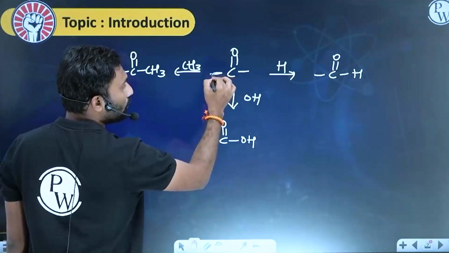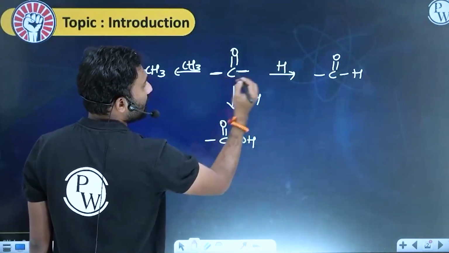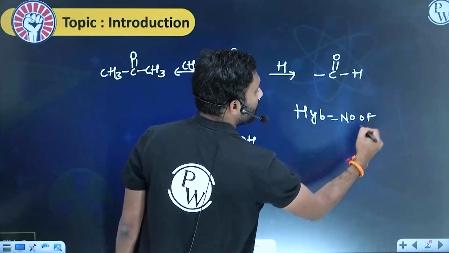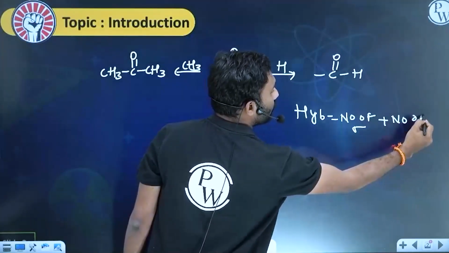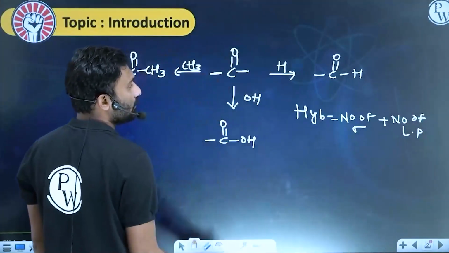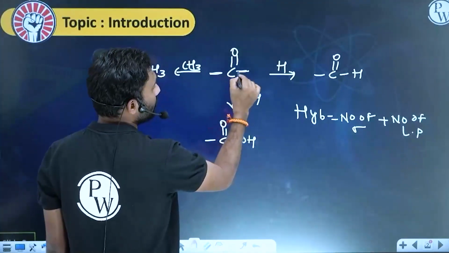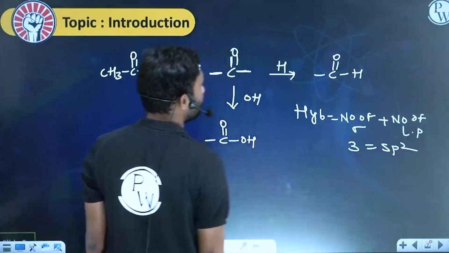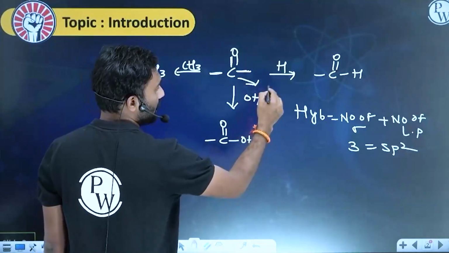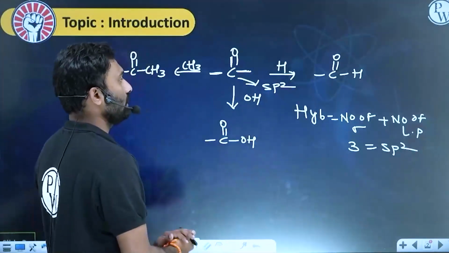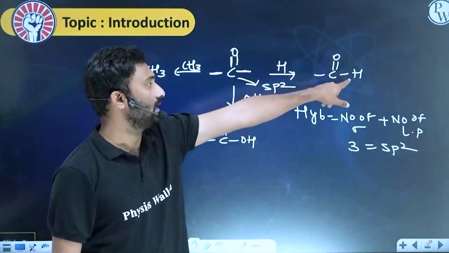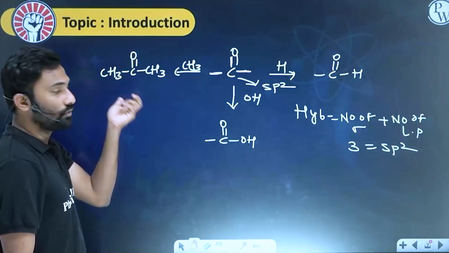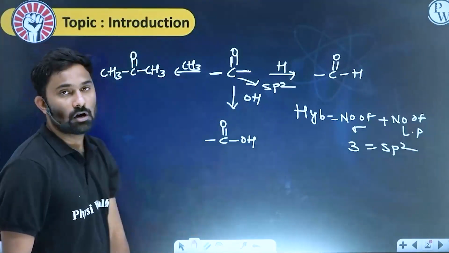Now, carbonyl group hybridization: how can we find the hybridization? Hybridization is equal to the number of sigma bonds plus the number of lone pairs. Look here, how many sigma bonds? 1, 2, 3. Now, the number of sigma bonds is 3, so the hybridization is sp2. Now this carbonyl group carbon hybridization is sp2. If the carbonyl group has H, that is aldehyde. If CH3, then ketone. If OH, then that is carboxylic acid.